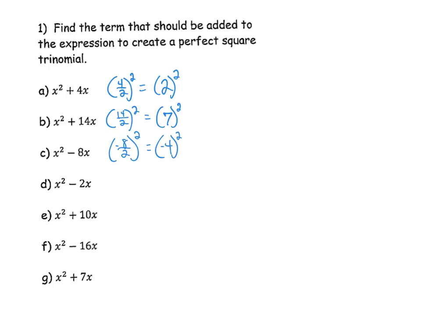And what's cool is that all these numbers here, the 2 squared, would be the number that I would put in my parentheses after I factor it. The 7, that's the number that I put in the parentheses that I factor. This negative 4, that's the number I put in parentheses when I factor.